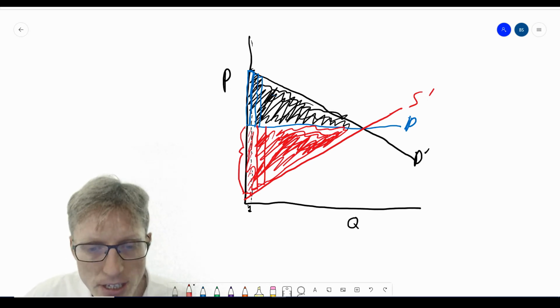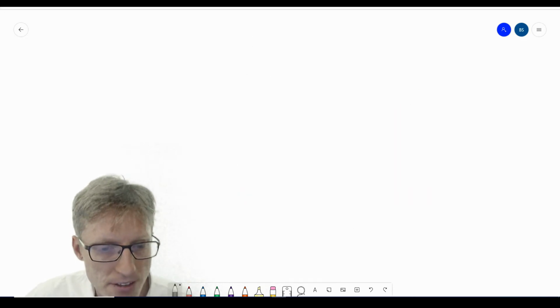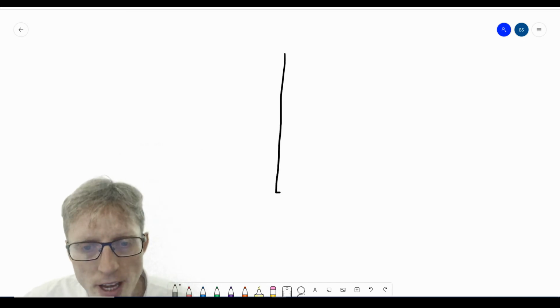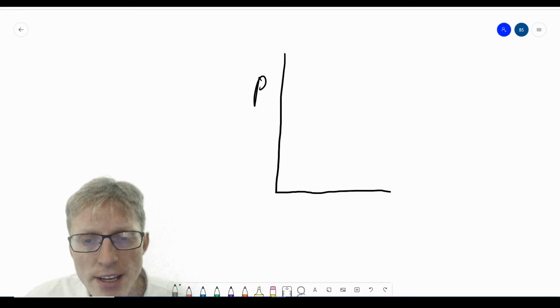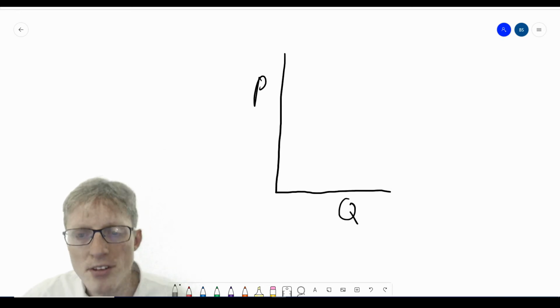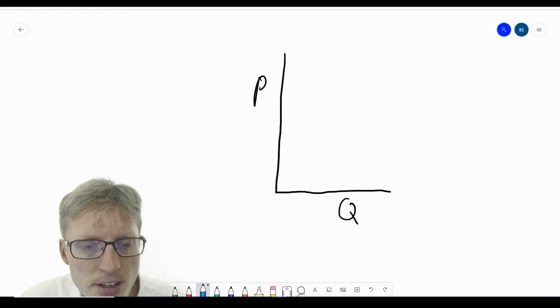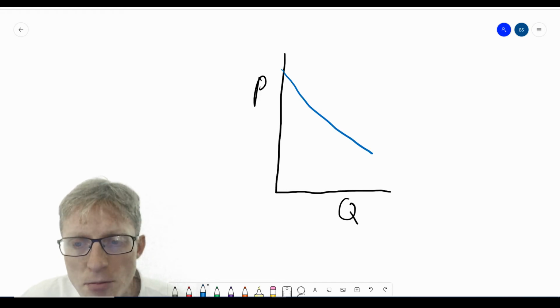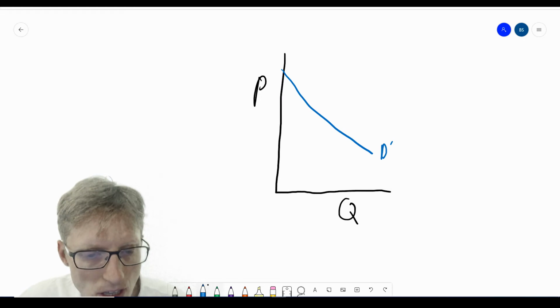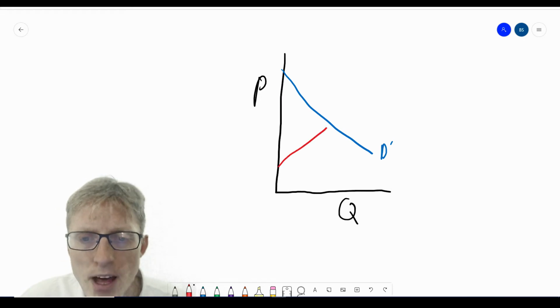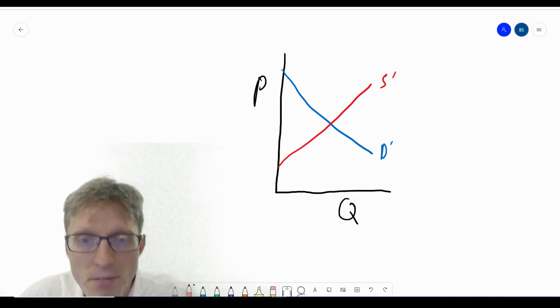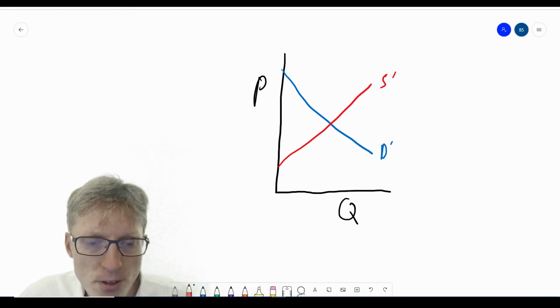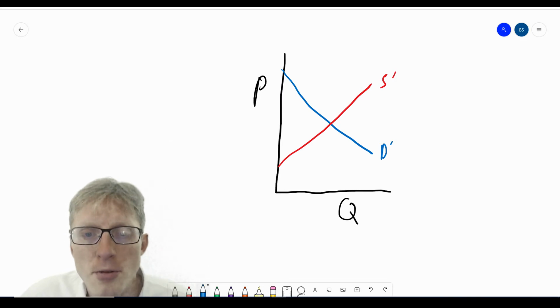So let me actually clear the canvas here and draw some of this again, get rid of some of the clutter. So here we have our standard graph. We're going to have price on the vertical axis, quantity on the horizontal axis. Let's draw the inverse demand curve in blue and the inverse supply curve in red. Now, the total surplus, if we look at the consumer surplus plus the producer surplus, is equal to this entire area below the inverse demand curve but above the inverse supply curve.